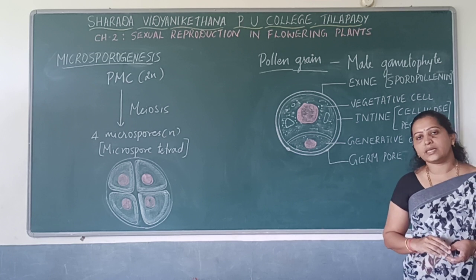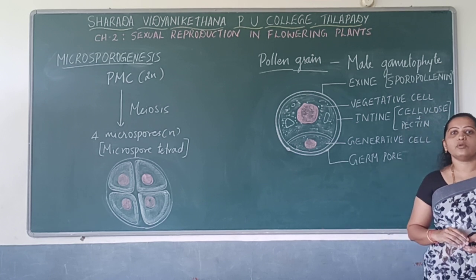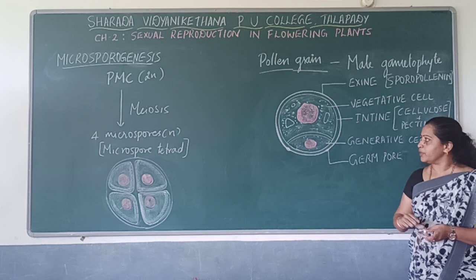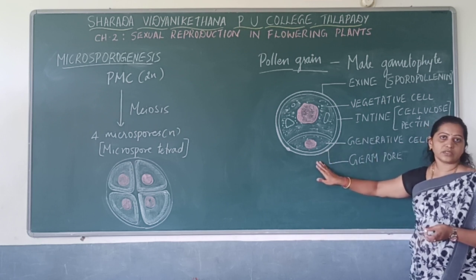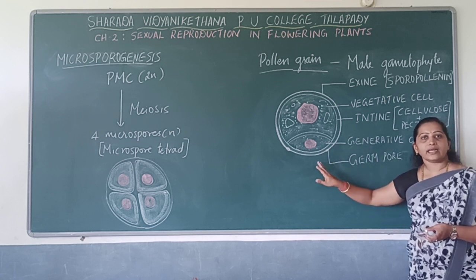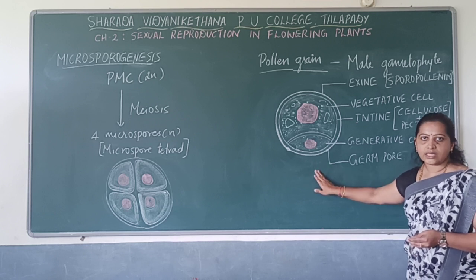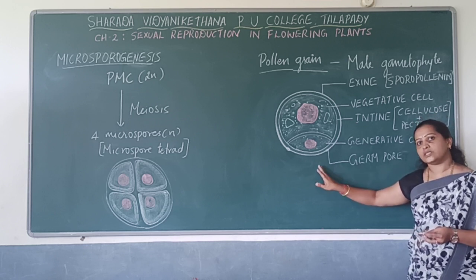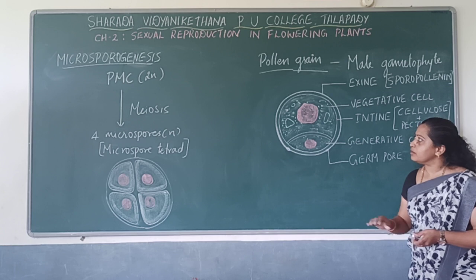You have to remember that pollen grain is the male gametophyte of an angiosperm. And please practice this diagram. This is also important and can be asked for 3 marks or for 5 marks with explanation.